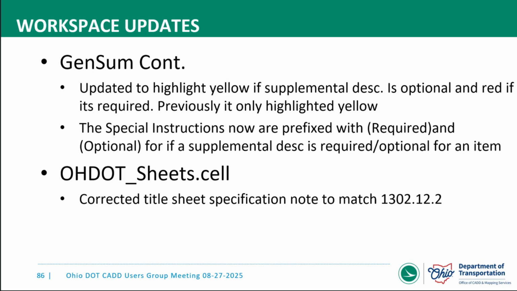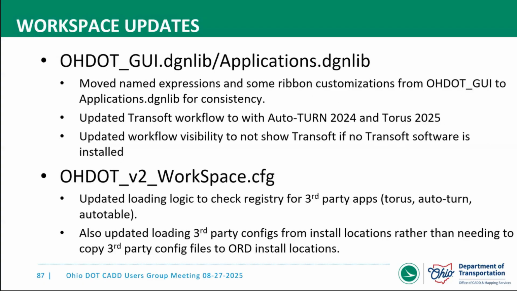Another update to note with GenSum is it now highlights yellow for optional and red for required supplemental descriptions. And the special instructions now include required or optional prefixes based on the item's supplemental description status. For the Sheets cell file, we corrected the title sheet specification note to now match section 1302.12.2.